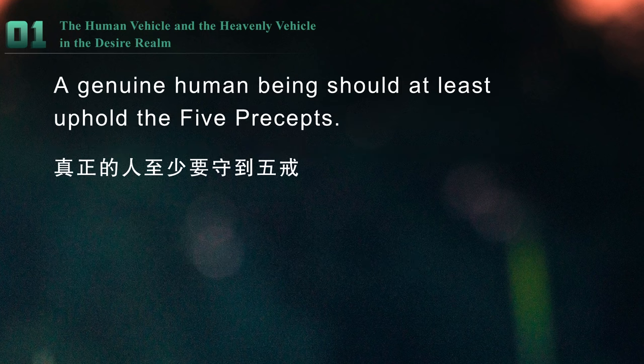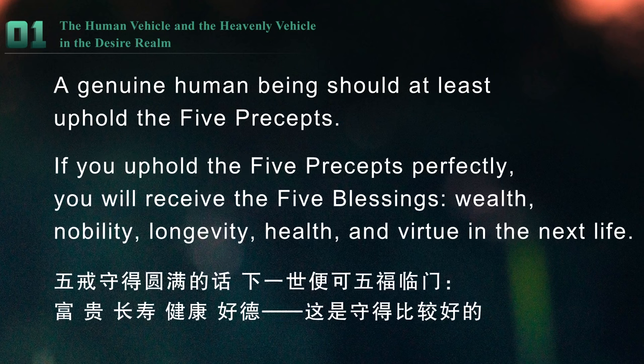A genuine human being should at least uphold the five precepts. If you uphold the five precepts perfectly, you will receive the five blessings: wealth, nobility, longevity, health, and virtue in the next life.